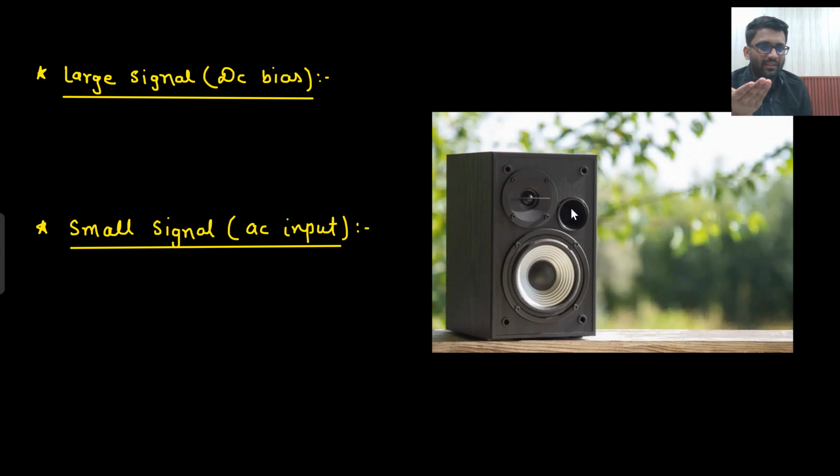Okay, same goes for this loudspeaker as well. I thought I would explain it with a loudspeaker example as well. First we need to turn it on, then we will give it a song. Like we can insert some song in this one, then it will be amplifying the song as well. Like we use this loudspeaker at some occasion, no? So first we need to turn it on. So that is the DC bias. And then we will apply some song to it, and that will be amplified. So that is the small signal.